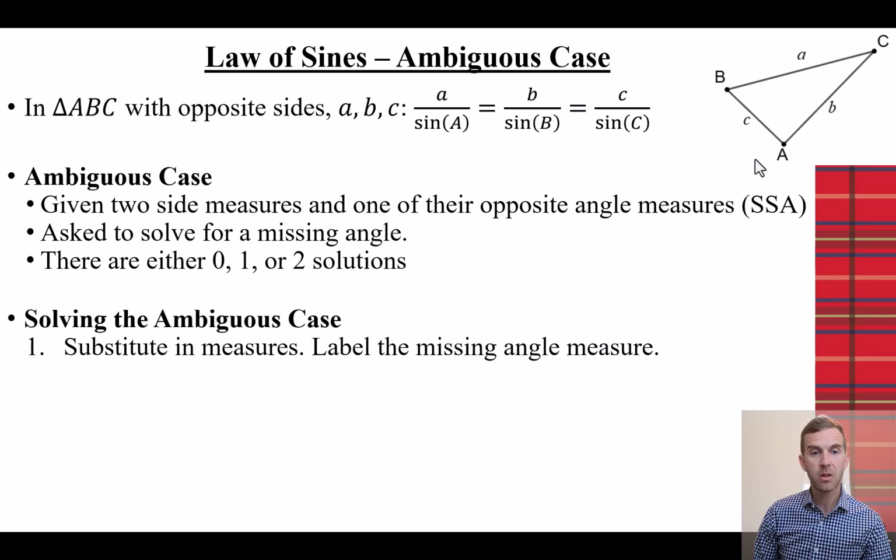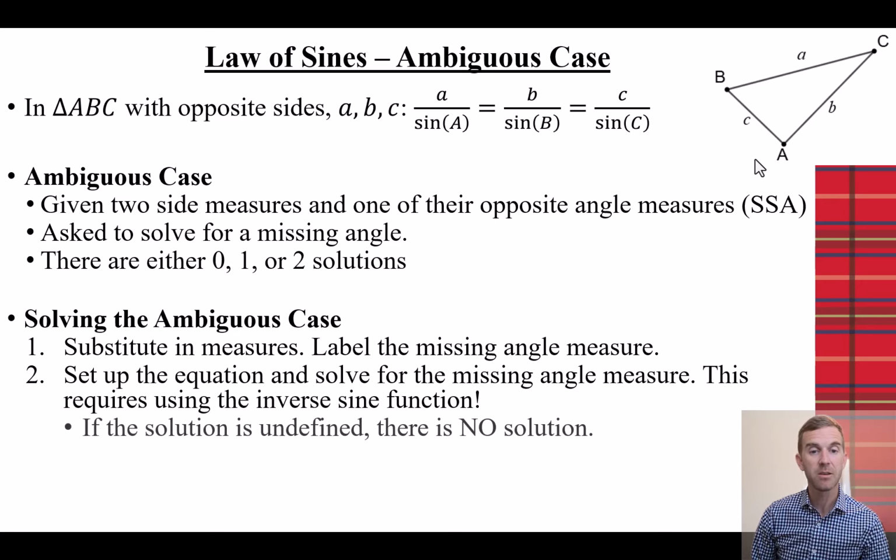So the first thing we do, like in the other problems, is substitute in our measures and label all the pieces we have. We're going to set up the equation and solve for that missing angle, and realize that this will use the inverse sine function to solve. That's sine raised to the negative one.